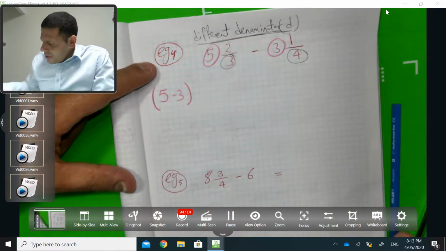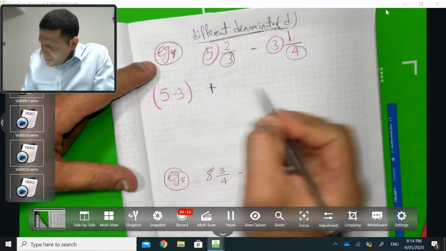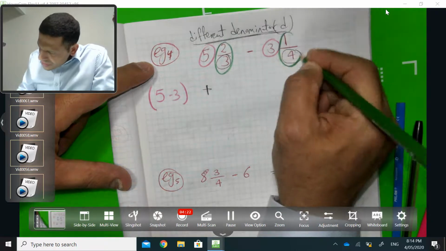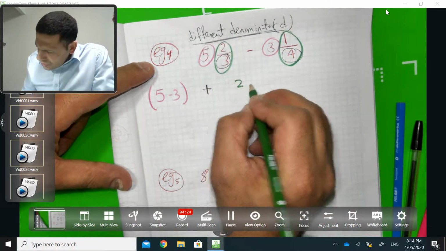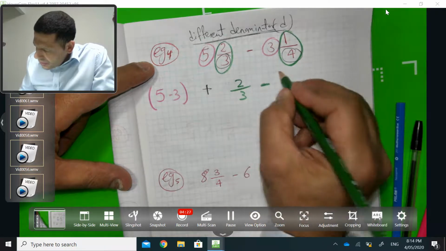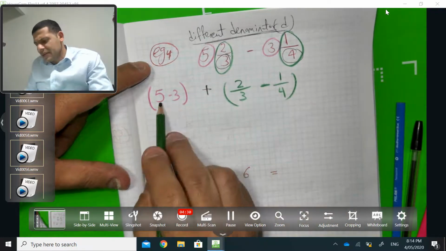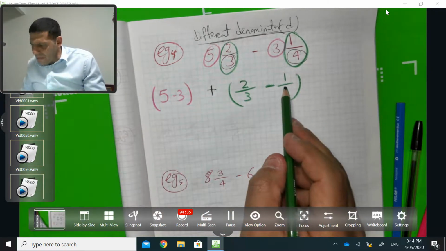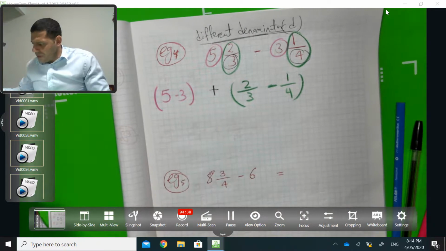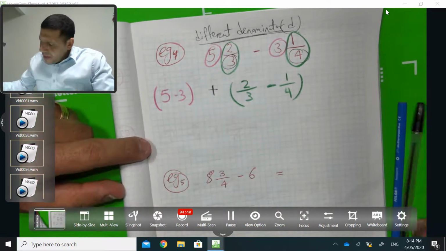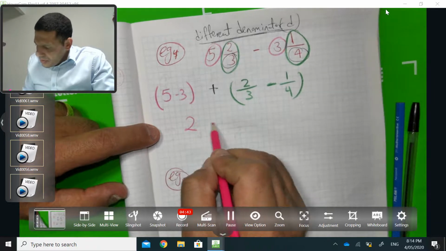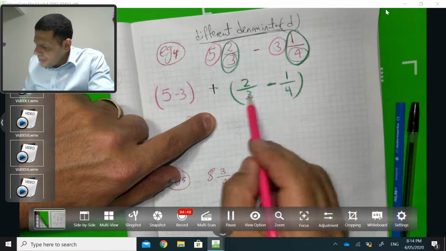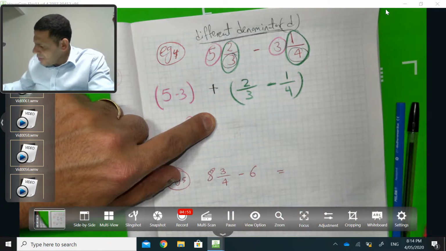This is the first step, and then you put plus here. In the second step, you circle the fractions, 2 over 3 minus 1 over 4. So you subtract the whole numbers first, second you subtract the fractions, and then you add them up. This is how you do it. So 5 minus 3 is 2, plus the fractions. How do you subtract fractions when we have different denominators?